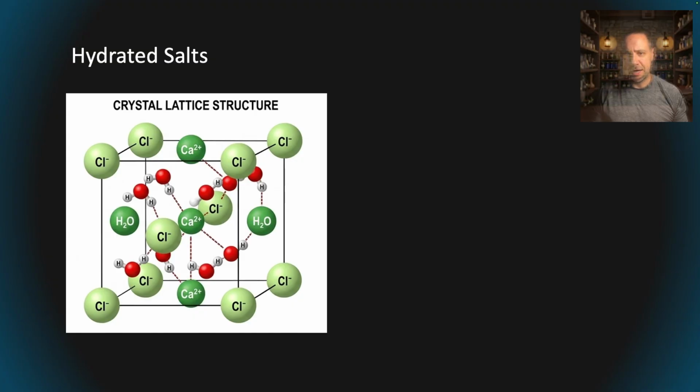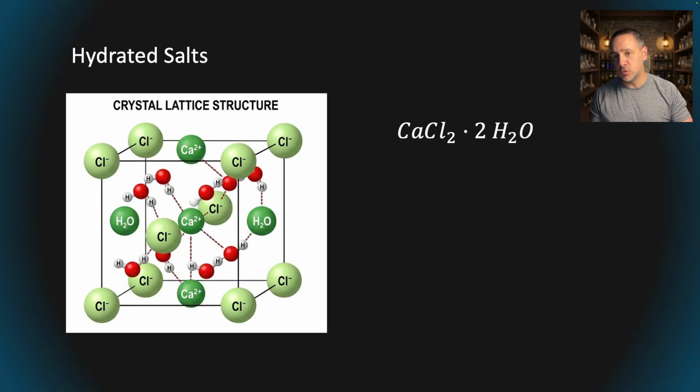For example, the hydrate shown in the image here is calcium chloride dihydrate with a chemical formula of CaCl2 times 2H2O. According to the formula, for every 1 mole of CaCl2, there are 2 moles of water. That 2-to-1 is the mole ratio you'll have to solve for in hydrate problems.